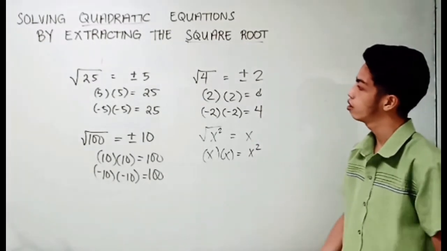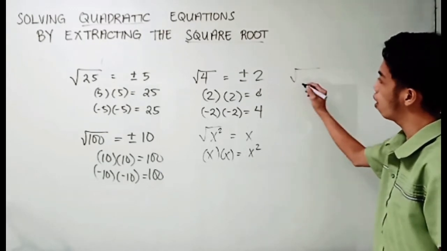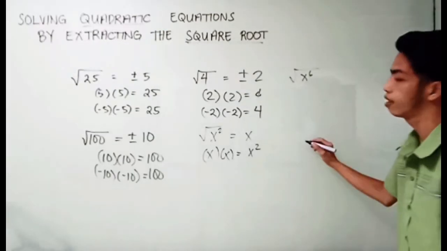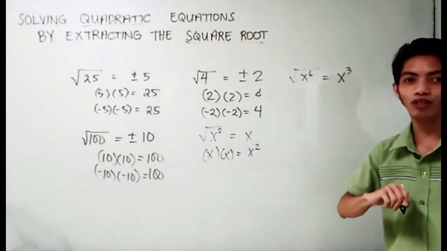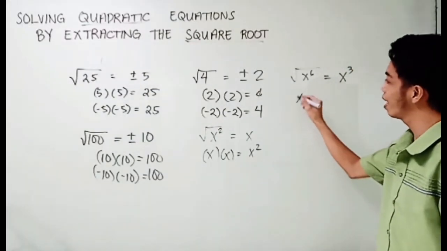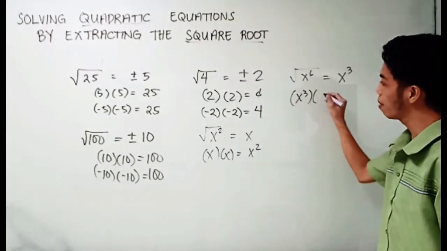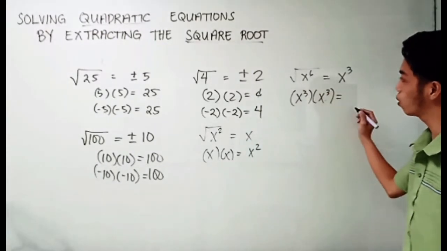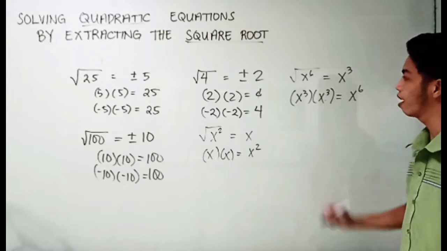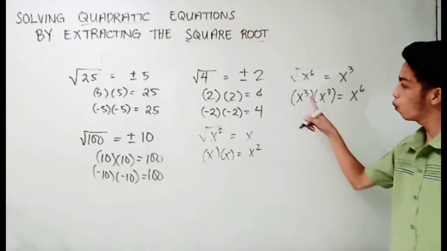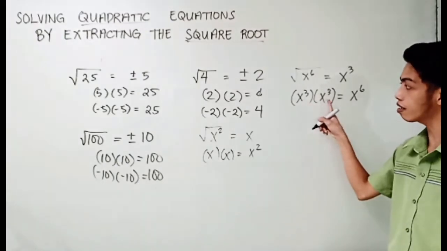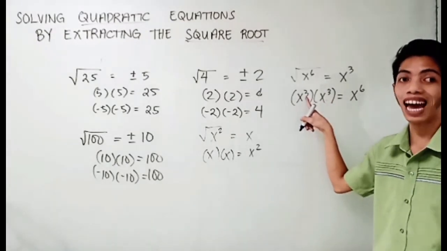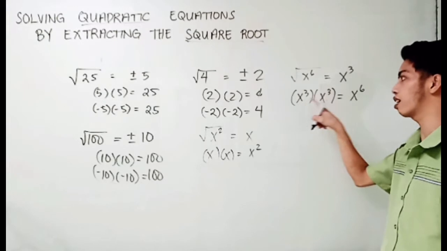How about the square root of x to the sixth? That would be x to the third. Bakit x to the third? Because x to the third times x to the third is equal to x to the sixth. According to the law of exponent, when we are multiplying a monomial having the same base, the exponents will be added. Okay? Pinag-a-add lang siya.